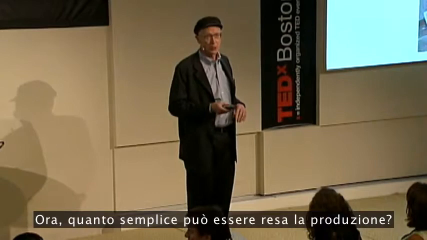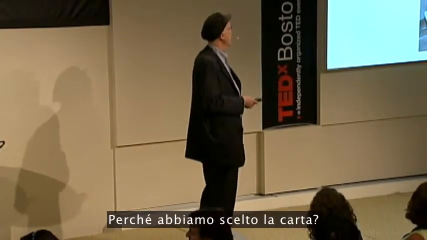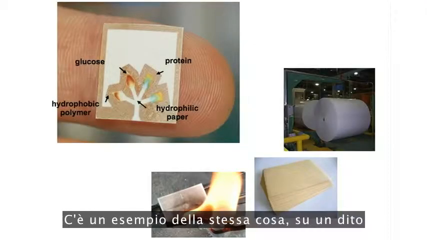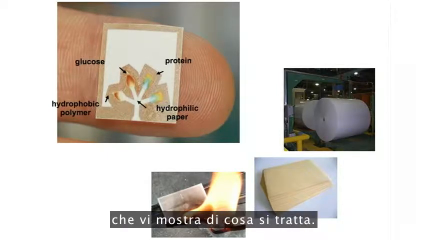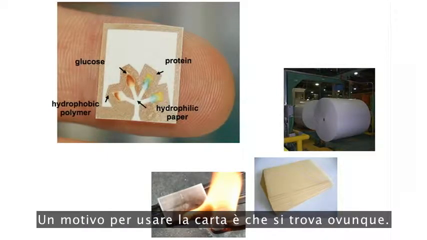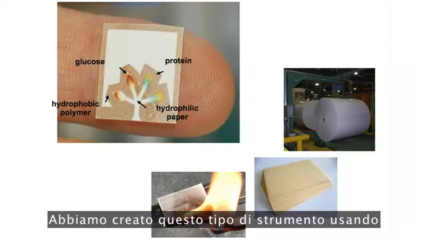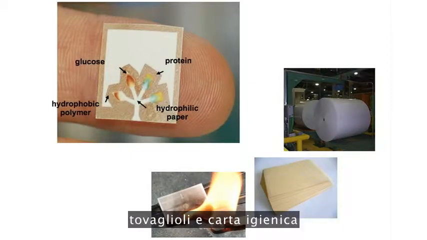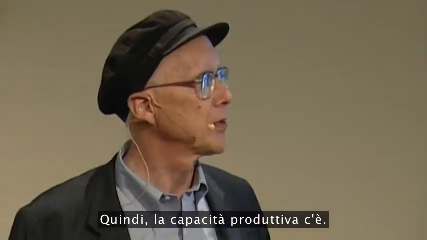Now, how simple can you make the production? Why do we choose paper? There's an example of the same thing on a finger showing you just basically what it looks like. One reason for using paper is that it's everywhere. We have made these kinds of devices using napkins and toilet paper and wraps and all kinds of stuff. So the production capability is there.